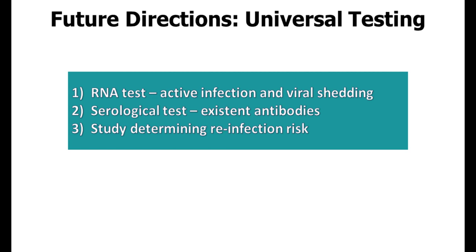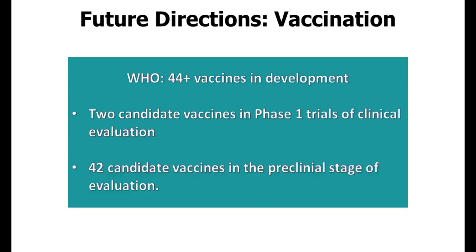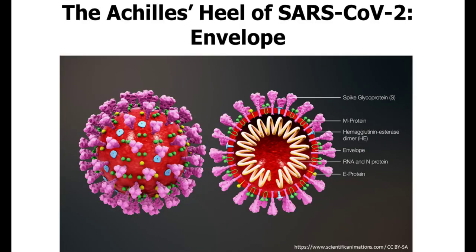Okay, I'm just going to skip over this. Right now, as far as vaccines, there's over 44 vaccines that are in development. There are 2 candidate vaccines already in phase 1 trials. There are 42 that are in preclinical stages.